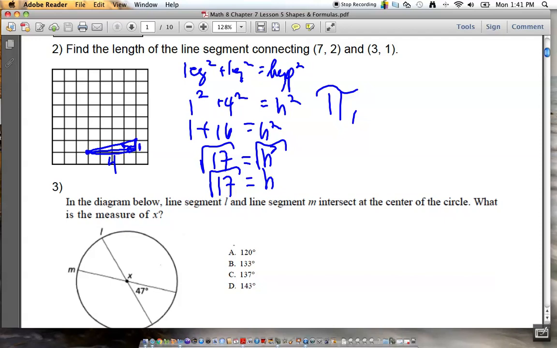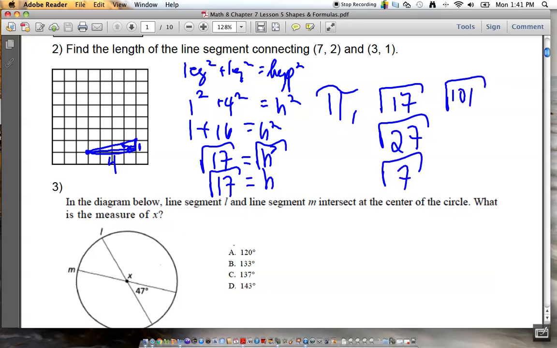And finally, any square root that you can't figure out, like the square root of 17, the square root of 27, the square root of 7, the square root of 101. A rational number is the square root of 25, because what's the square root of 25? 5, and that can be written as a fraction, 5 over 1. Okay, next up.